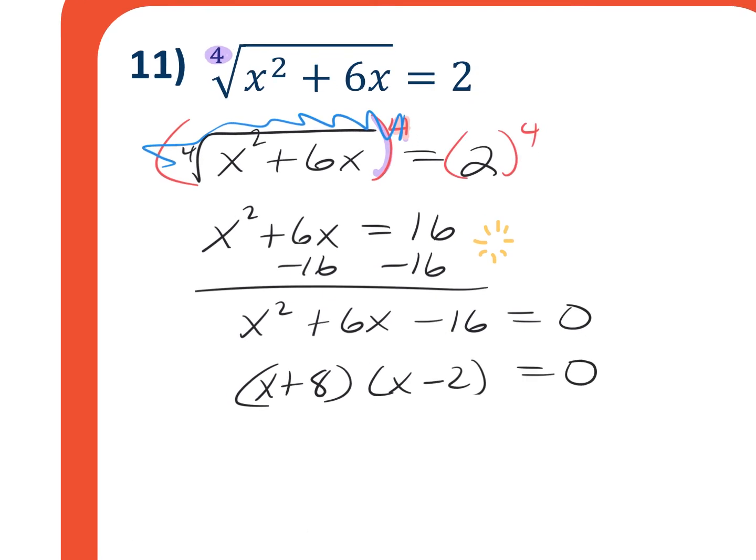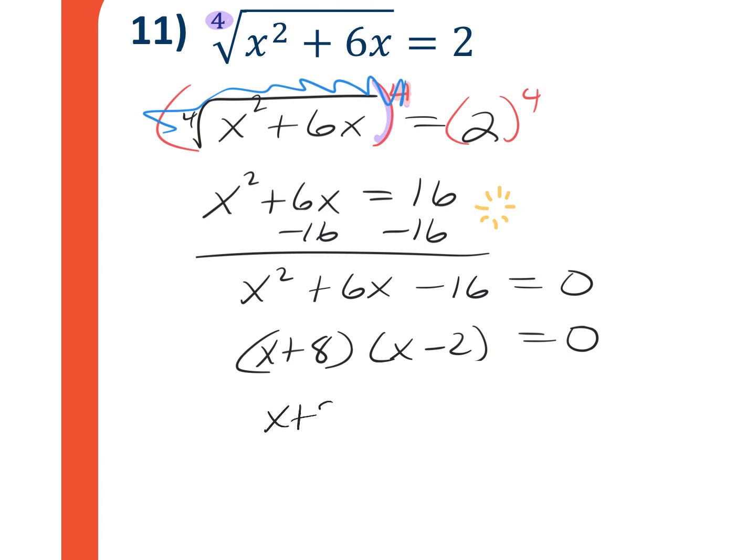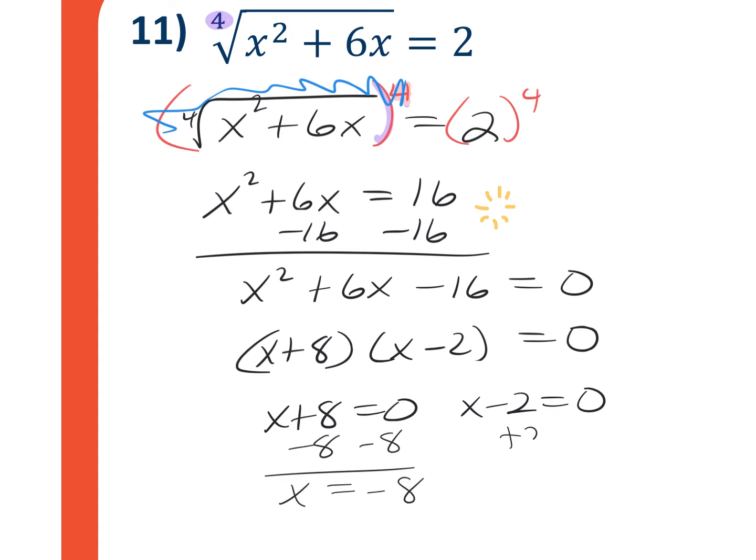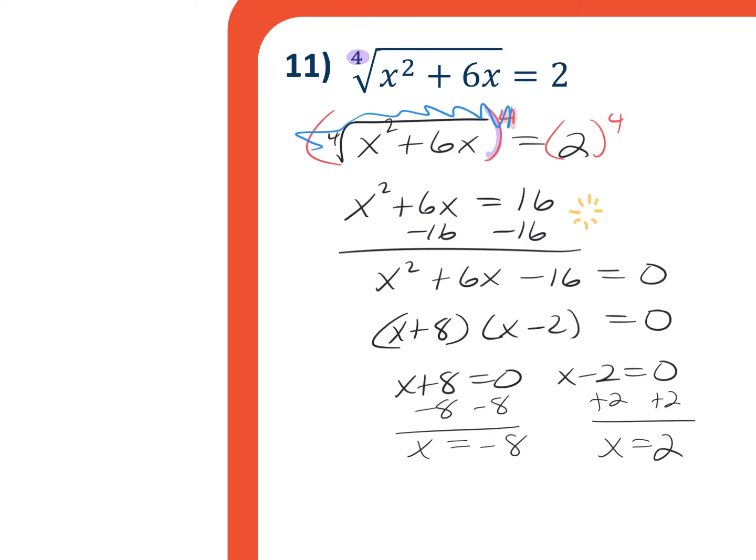Set each of the factors equal to 0. So x plus 8 equals 0, x minus 2 equals 0. Subtract the 8, x equals negative 8. Add the 2, x equals positive 2. And now I have to check.